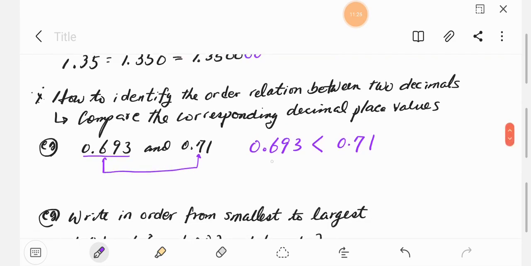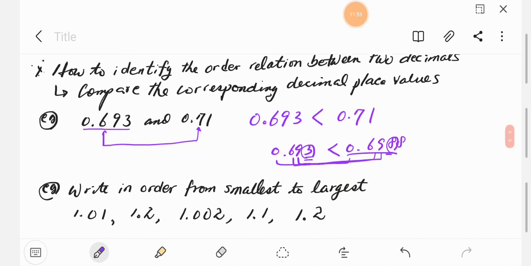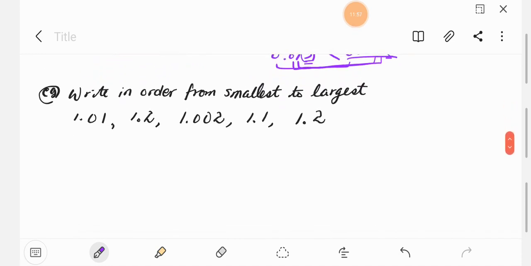Okay, then what if the number on the right side is, let's say, 0.6988, something like this. Okay, then 0 is same, right? Then compare the next one, still 6 is same. The next digit is 9, still same, and the last digit is 3, and this is 8. Now 8 is greater than 3, so the second number is greater. Make sense? So from this, let's write these numbers in order from smallest to largest.